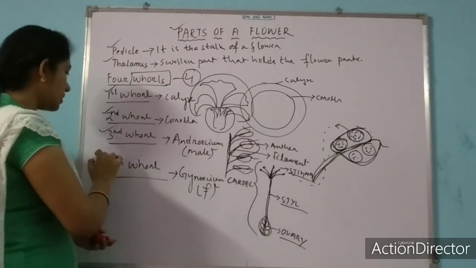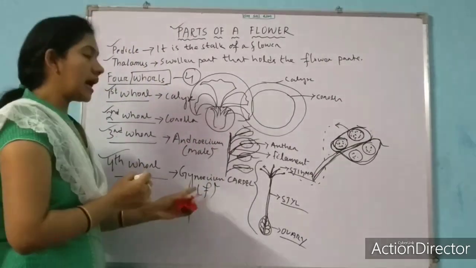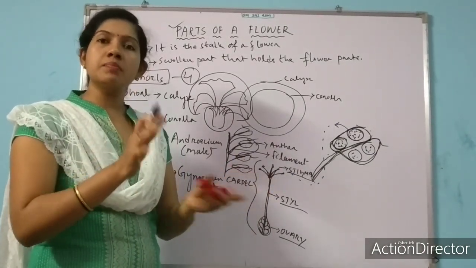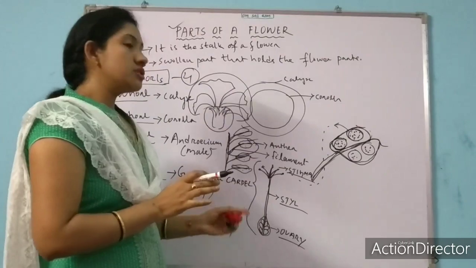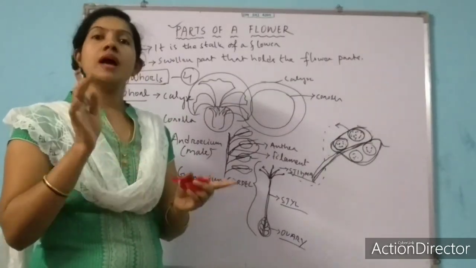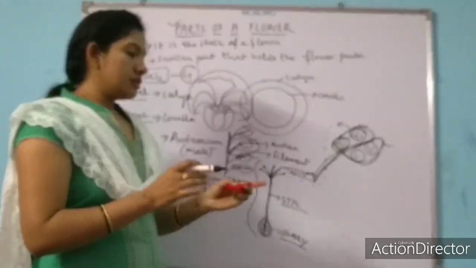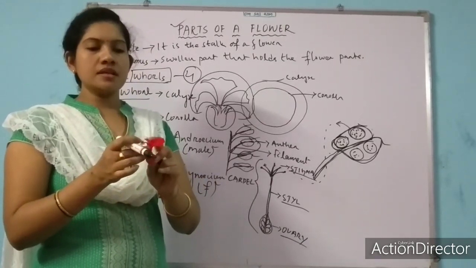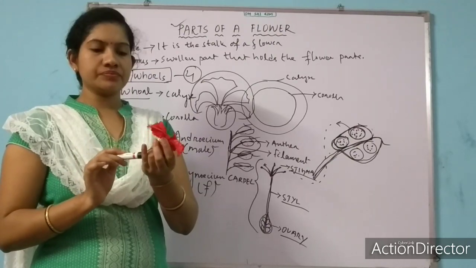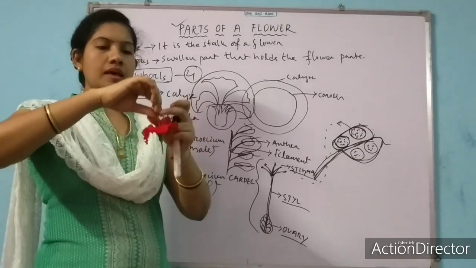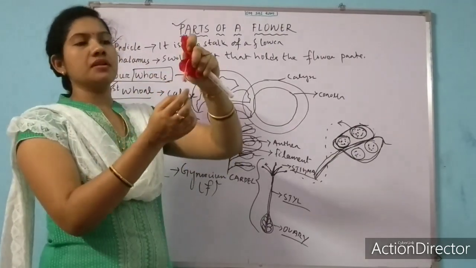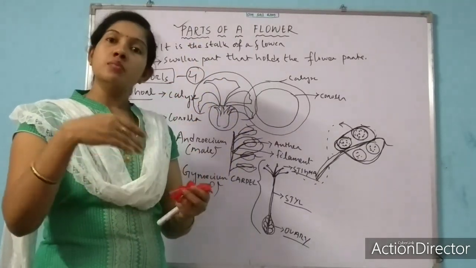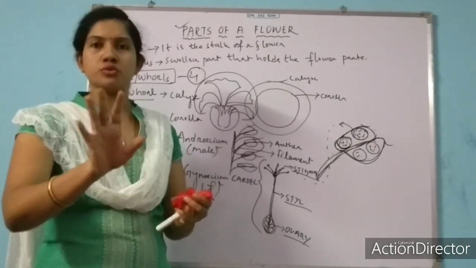And the fourth whorl of a flower is gynoecium. Gynoecium is the female reproductive part of a flower. So gynoecium consists of carpel. We can see here in this flower, it generally has a single carpel, but some flowers have more than two carpels. I will show you.